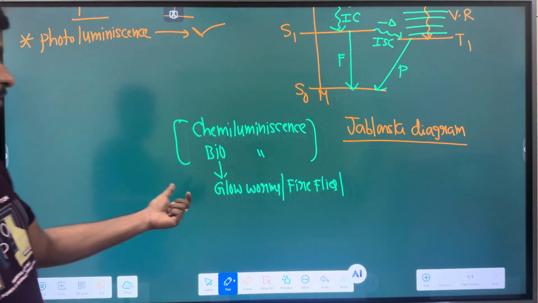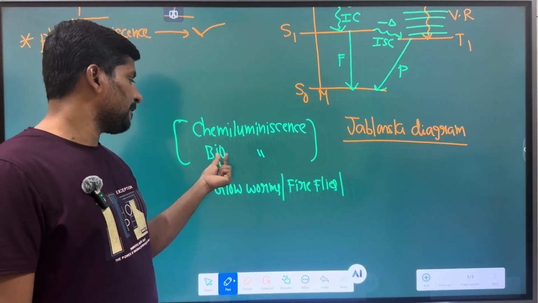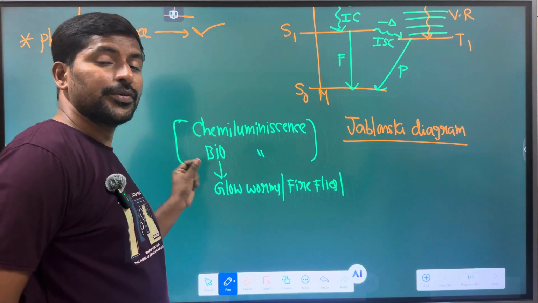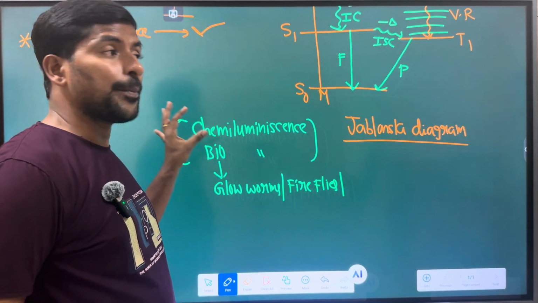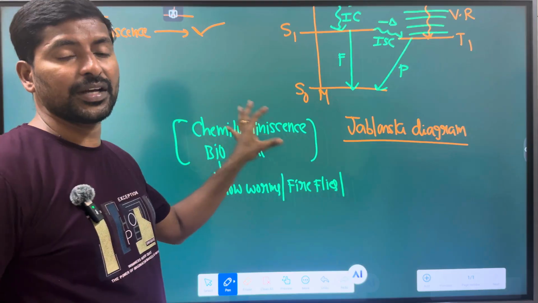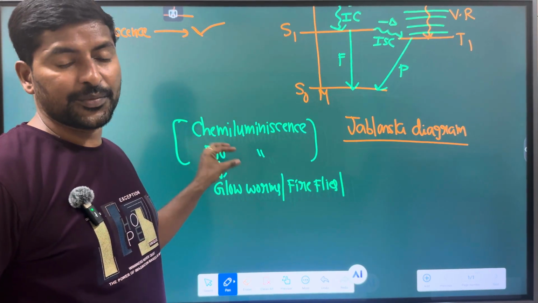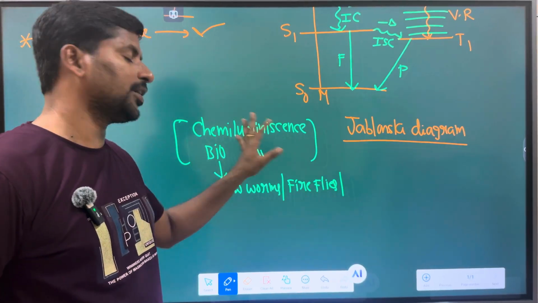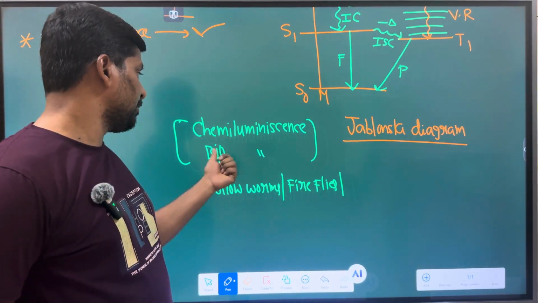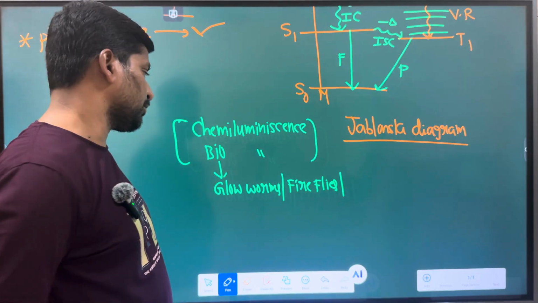Okay, here if light energy is released due to chemical reactions, that is called chemiluminescence. If it is observed in living organisms, that is called bioluminescence, and bioluminescence comes under chemiluminescence only.